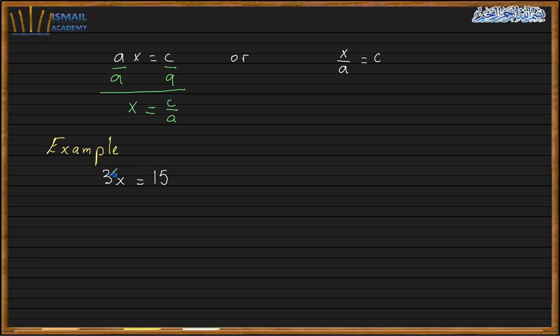So what I do here, I have 3 times x. I divide both sides by that number, which is called the coefficient of x. We divide both sides by the coefficient of x. I divide both sides by the same number. 3 divided by 3 is 1. That means I will end up having 1x. 15 divided by 3 is 5. The equal stays.